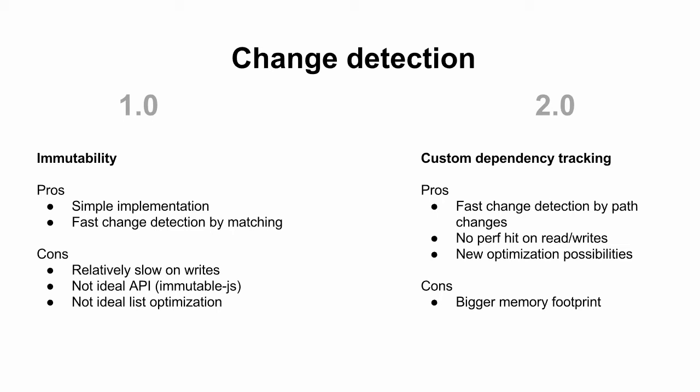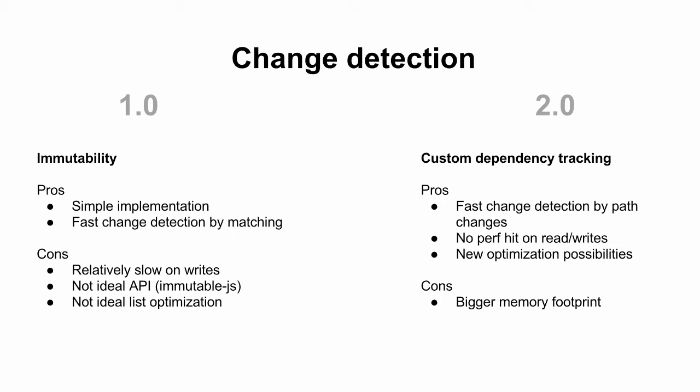So we detect changes by path changes, not by reference changes. Yes. And the cool thing about that is there's no performance hit, because we just mutate objects and arrays as normal, like it's just plain JavaScript.